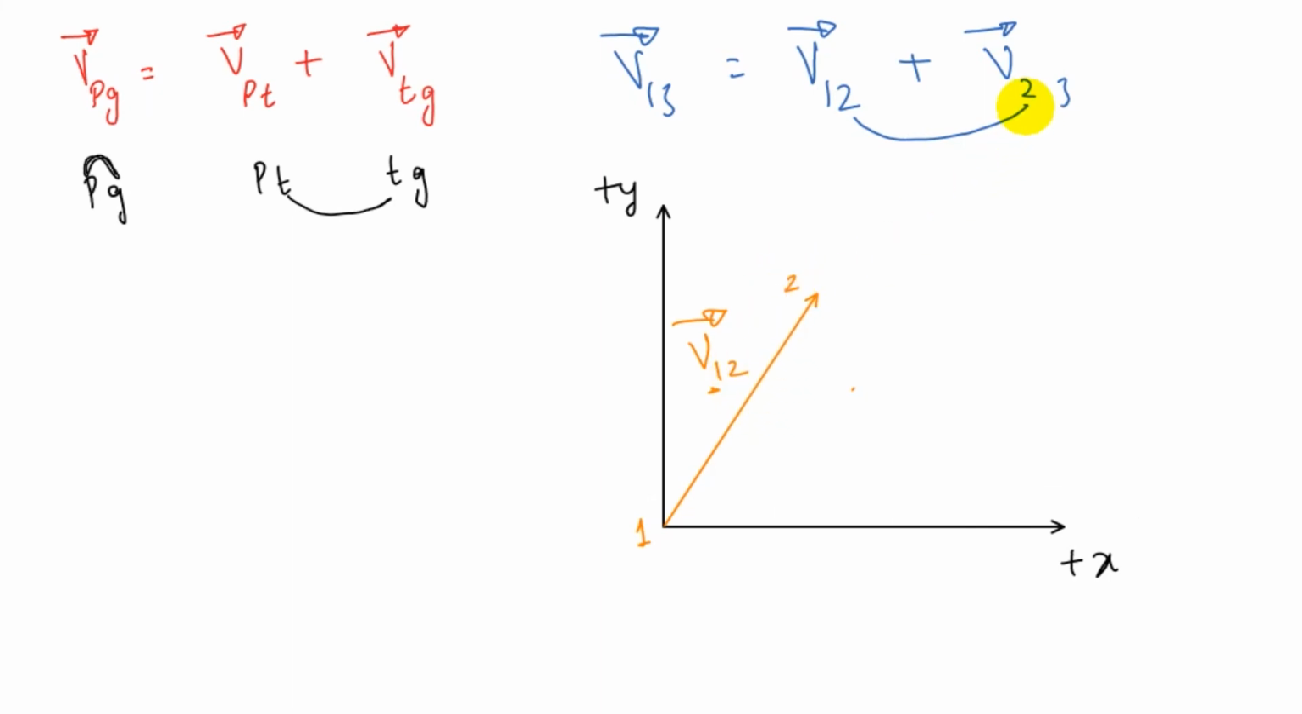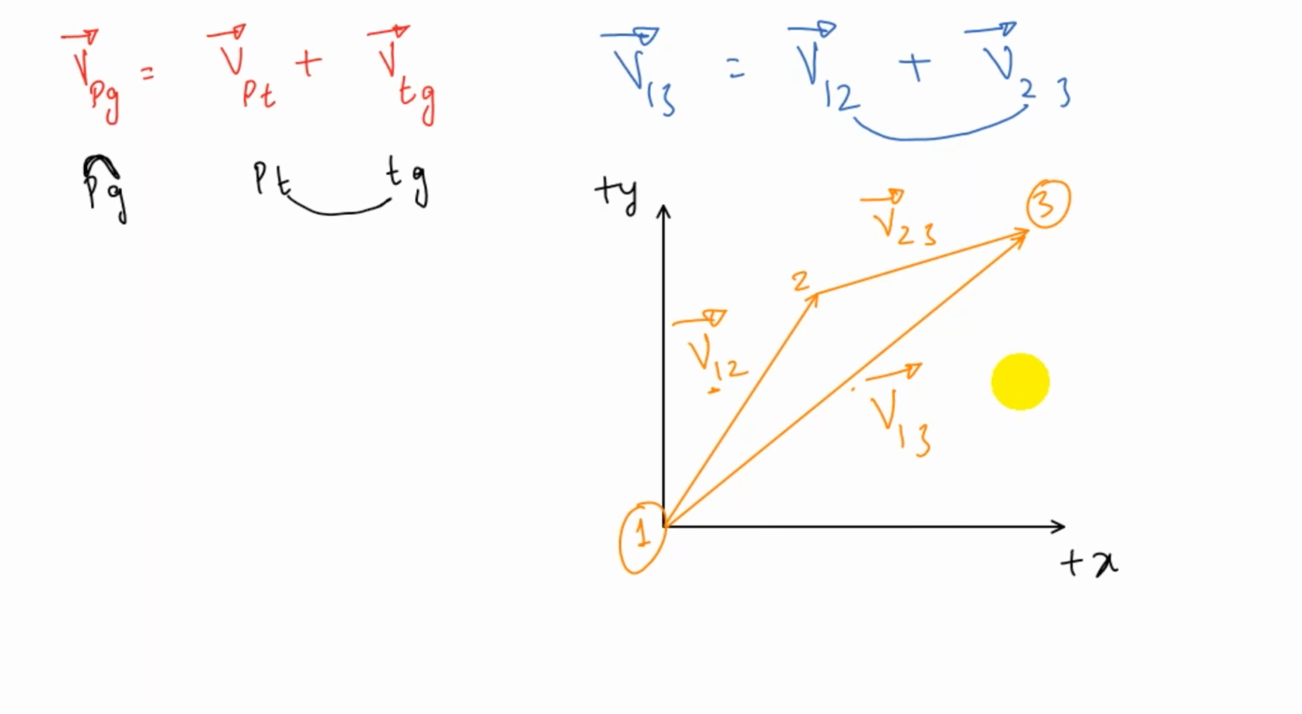Now next we have vector 2, 3. So let this represent vector 2, 3. And the tail of this vector we have already written as 2. And the head of this vector will be labeled as 3. So finally, the sum of these two vectors is represented by this vector. This is vector 1, 3. Tail we have here and head we have here. So this is how we add vectors. And one thing you should keep in mind is that subscripts are the key to relative motion.